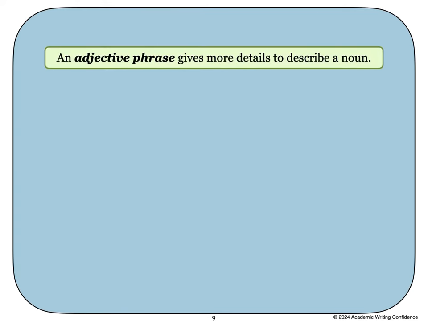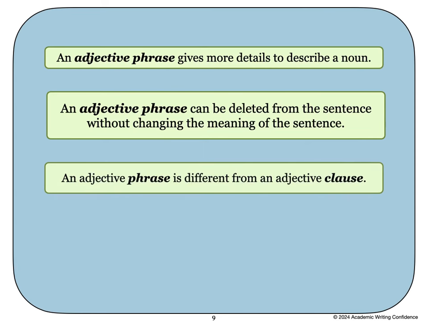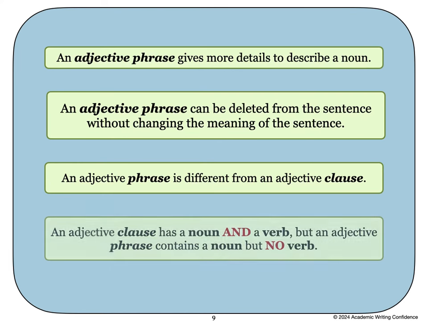So to review, an adjective phrase gives more details to describe a noun. An adjective phrase can be deleted from the sentence without changing the meaning of the sentence. An adjective phrase is different from an adjective clause. An adjective clause has a noun and a verb, but an adjective phrase contains a noun but no verb. I hope this video has helped you to know how to write and how to use adjective phrases in your writing.